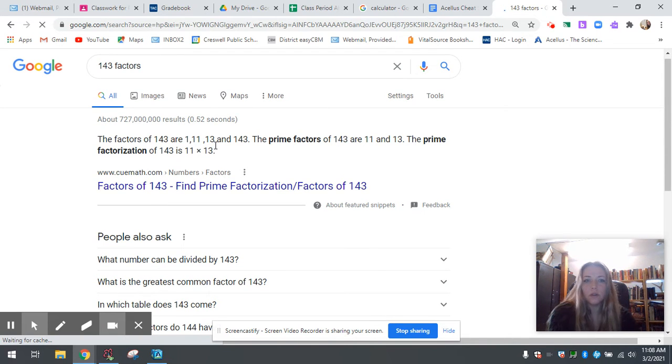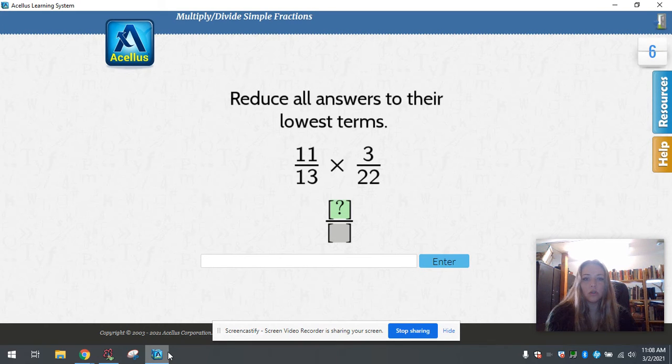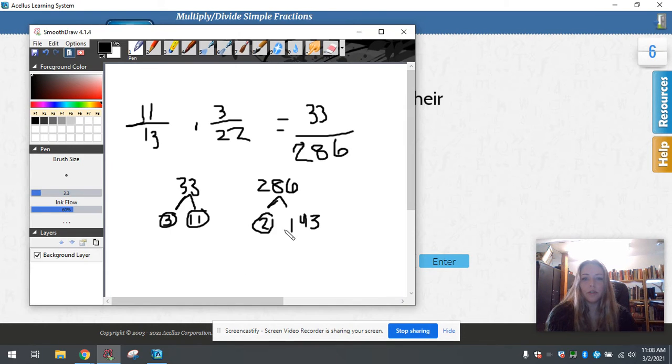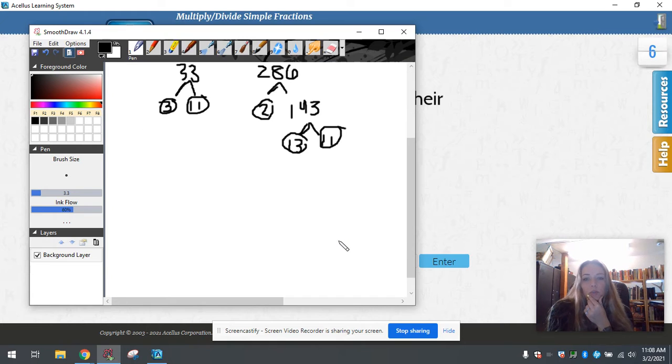1, 11, and 13. Okay, so let's try dividing it by 13. 143 divided by 13 equals 11. 13 is a prime and 11 is a prime. So, yay. This shows we can reduce it.